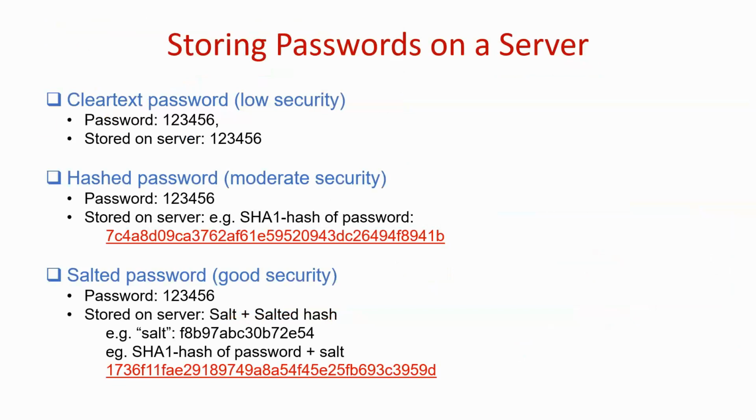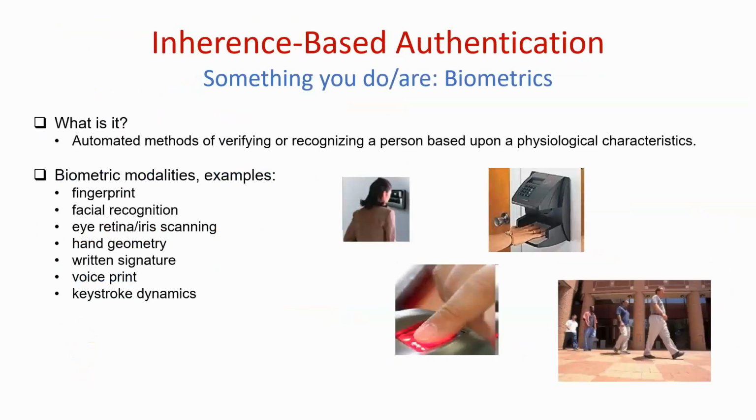So clear text password is stored, for example, just as it is entered. The hash password would be entered as a value, whatever it is, and it's stored on the server as a hash. The salted password, you will generate the salt, and then you will hash the password and the salt to get something that you would actually store in the server in this case. Okay, that's the first method of authentication and the most widely used one.